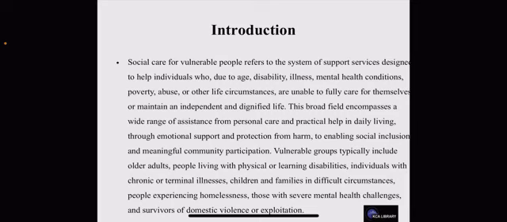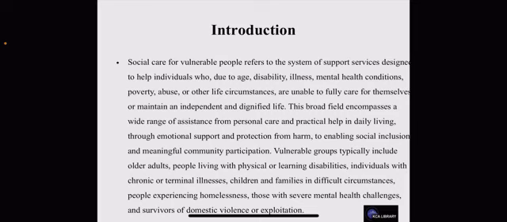So let's introduce ourselves to the topic, whereby we have that social care for vulnerable people. It refers to the system of support services that is designed to help individuals who maybe due to age, disability, illness, mental health conditions, poverty, abuse, or anything like that, in one way or the other, who are unable to fully care for themselves or maintain an independent and dignified life. So, in simple terms, this is just to define it. This is social care for the vulnerable.